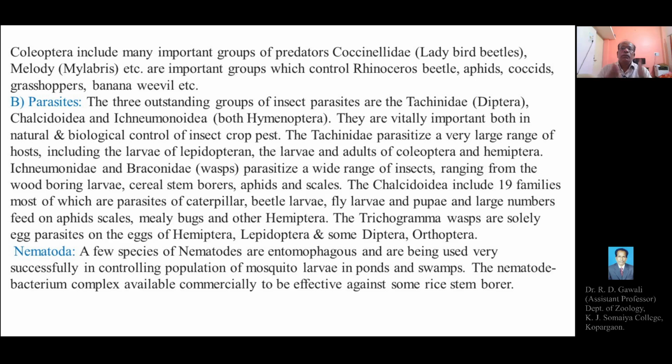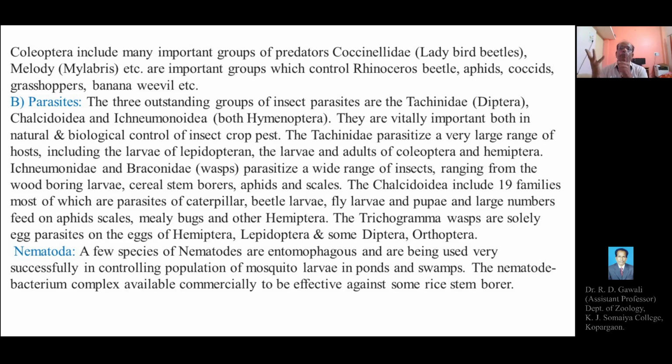So these are the different outstanding groups of predaceous insects belonging to the orders Diptera and Hymenoptera, with various genera having several species which prey upon a wide range of insect pests attacking or damaging a variety of crops. These pests can be controlled by using insects belonging to these two orders, Diptera and Hymenoptera: Tachinidae, Chalcidoidea, Ichneumonidae, or even Braconid wasps, even Trichogramma wasps.